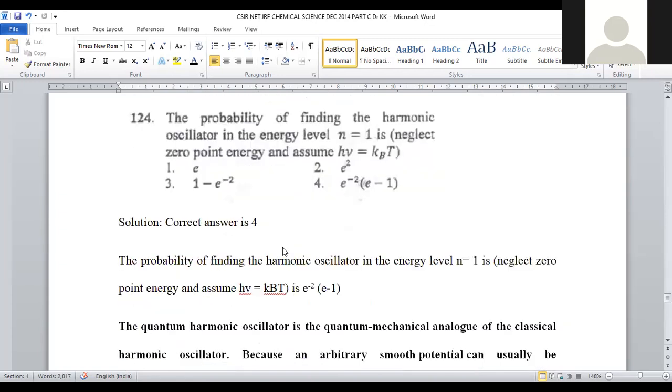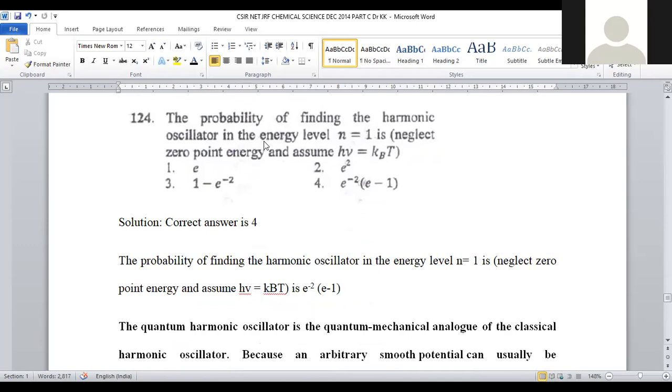Let us move on to question number 124. The probability of finding the harmonic oscillator in the energy level n is equal to 1, neglecting the zero point energy and assuming h nu is equal to kBT. So, the probability of finding the harmonic oscillator when we are taking n is equal to 1. n is equal to 0 is called the zero point energy. We are going to the next level, n is equal to 1.